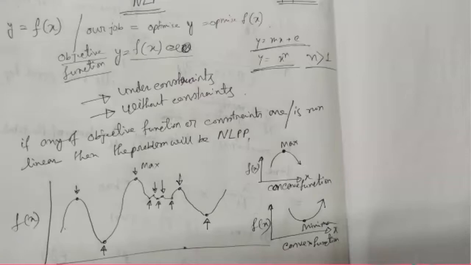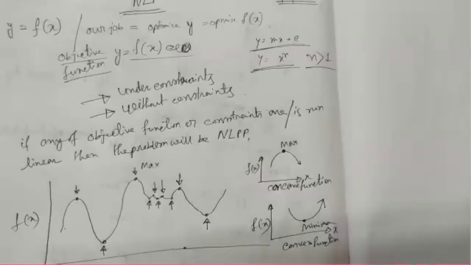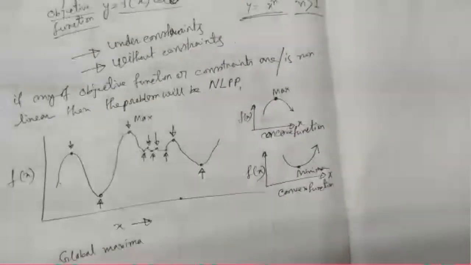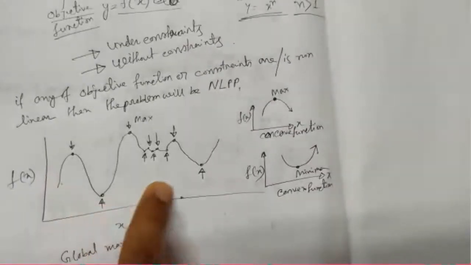Okay, now if we draw a curve of an objective function in some region, just between 2 points, and I have drawn an arbitrary curve here. This is an arbitrary curve.